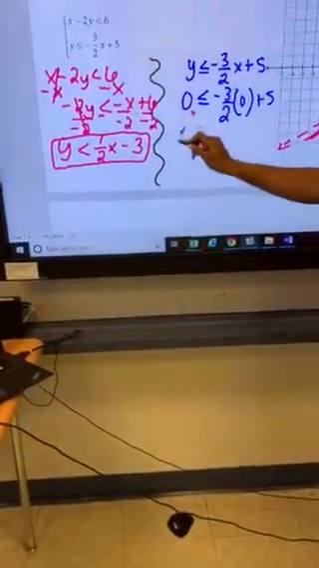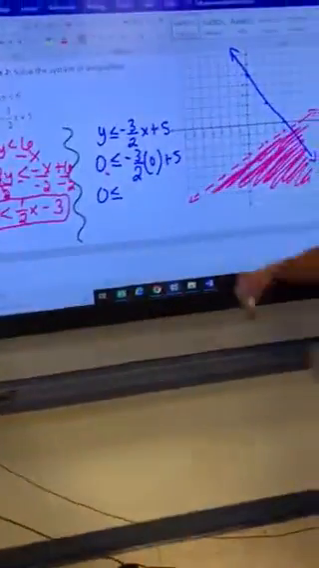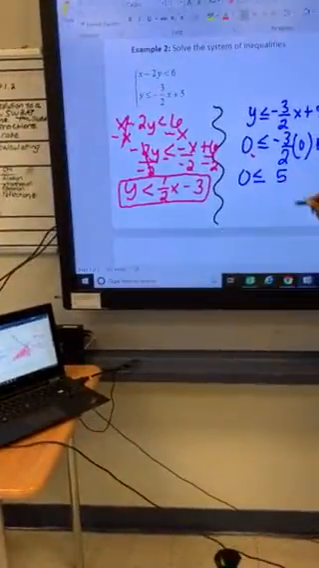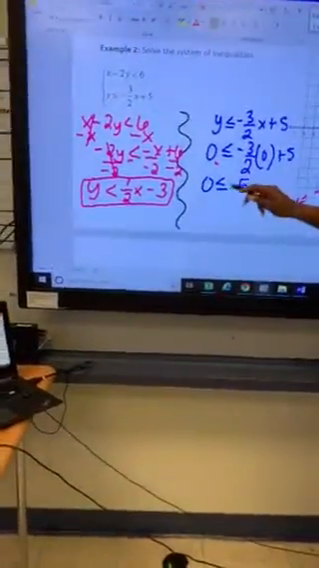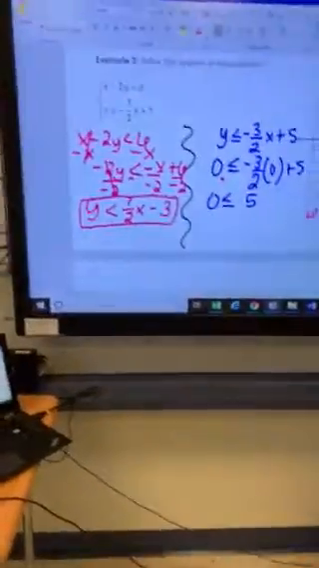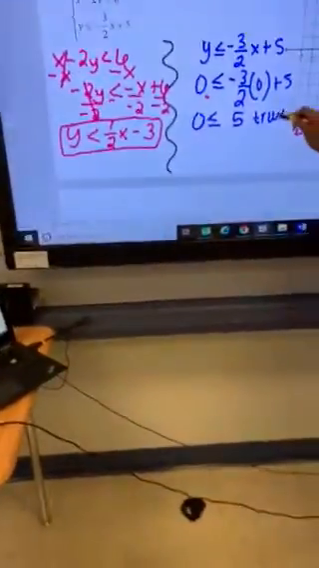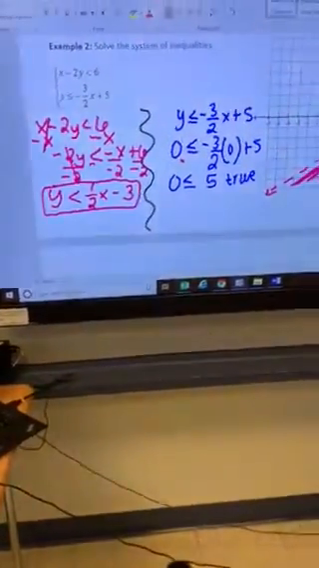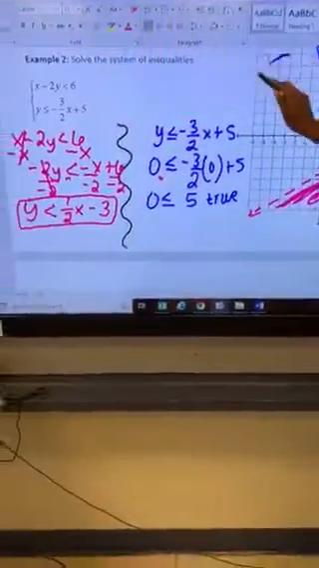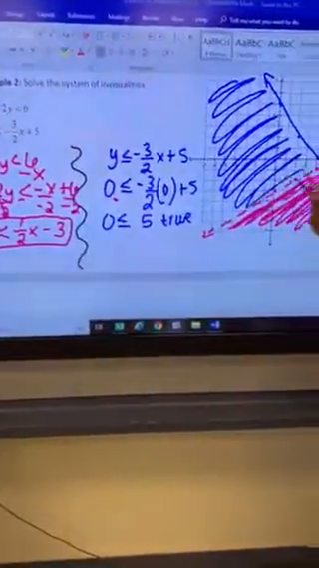The left side is equal to 0. -3/2 times 0 is 0, plus 5 is 5. So I would read that as 0 is less than or equal to 5. And so yes, that is true. 0 is less than 5, so I'm going to put true. And that means that I'm going to shade where 0, 0 is. So remember 0, 0 is over here, it's below the line, so I'm going to shade all of this area here.